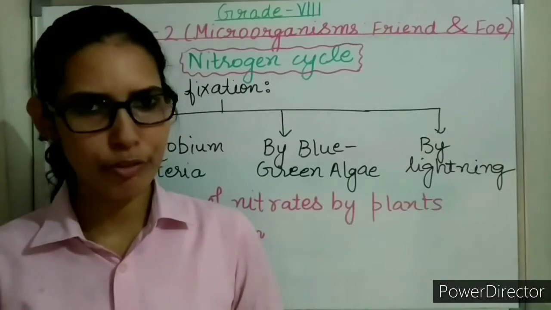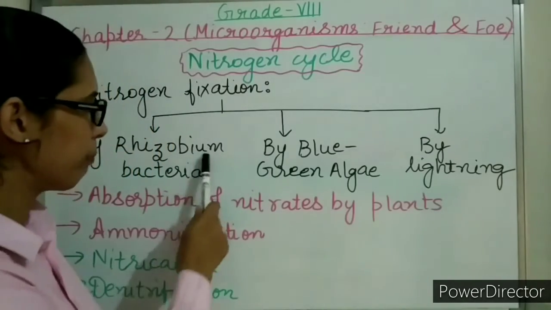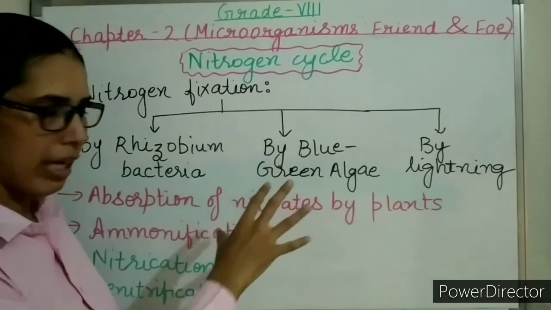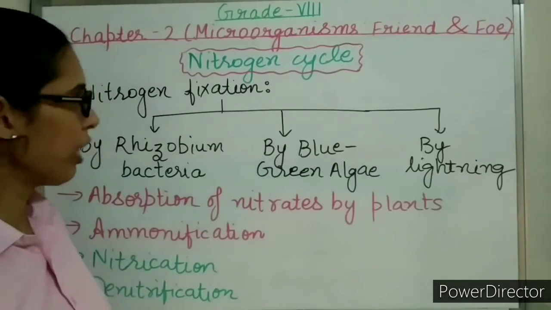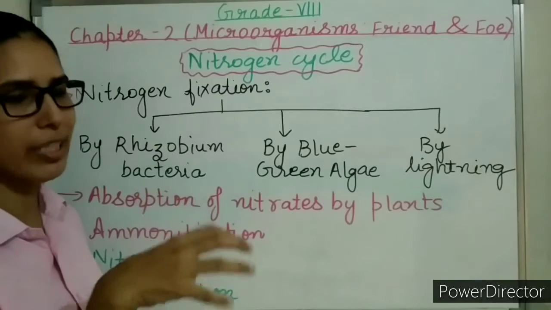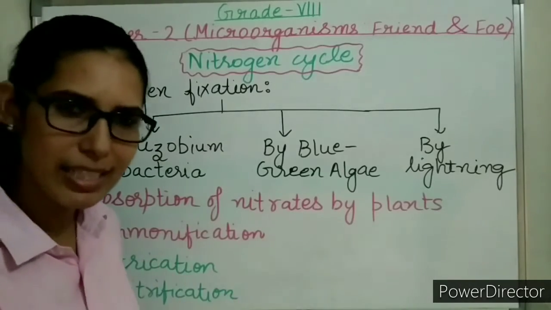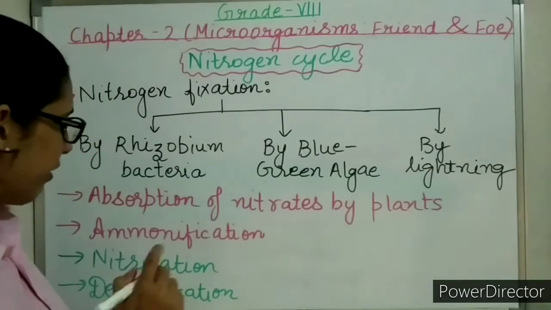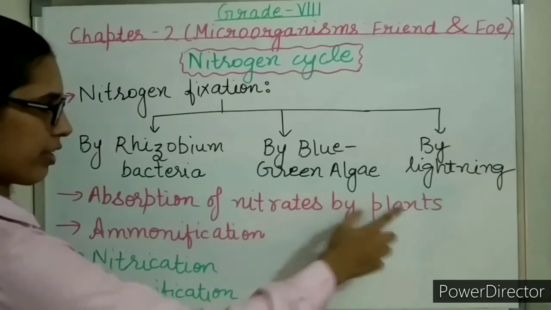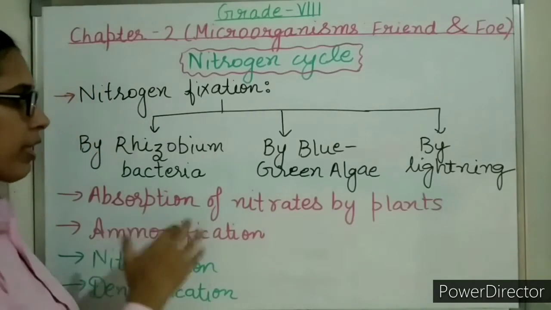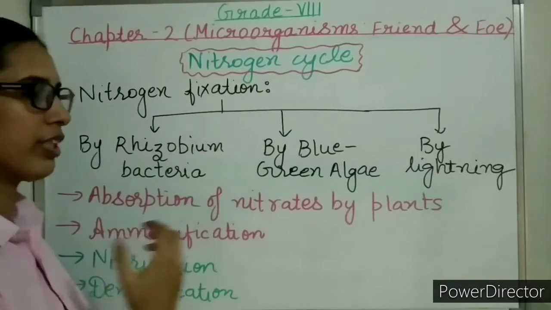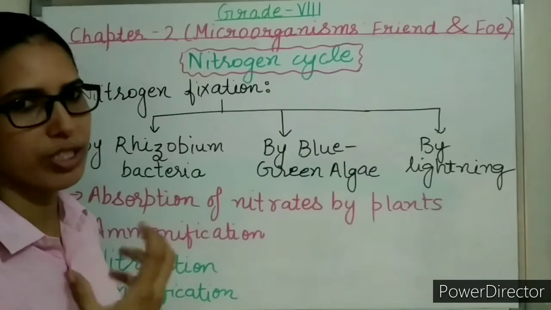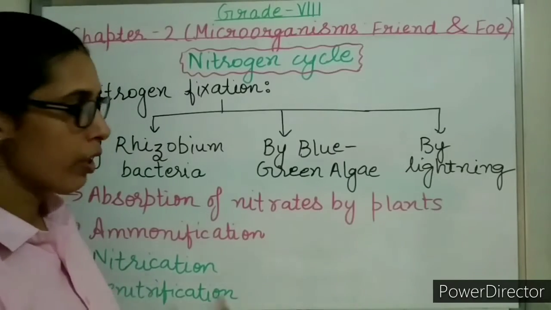It can happen in different ways, like by rhizobium bacteria, by blue-green algae, by lightning. So by any of these methods, what happens? The atmospheric nitrogen is converted into useful nitrogenous compounds, which can be used by the plants. After that, the next step is absorption of nitrates by plants. As I told you, by nitrogen fixation, nitrogen present in the atmosphere is converted into useful nitrogenous compounds like nitrates.